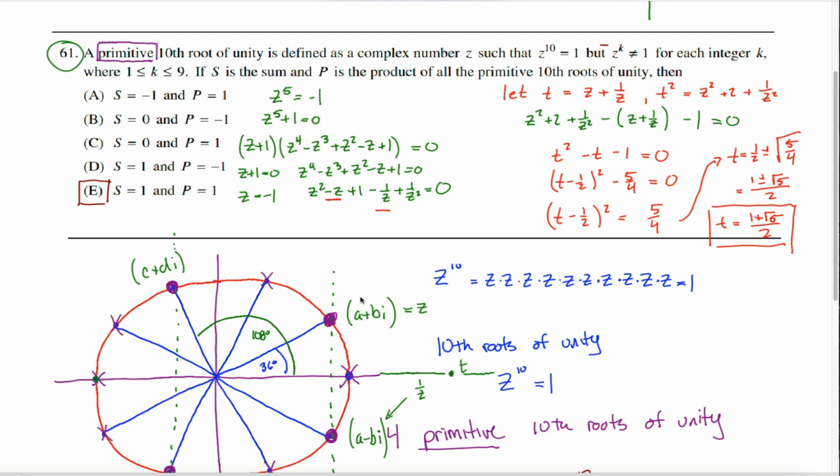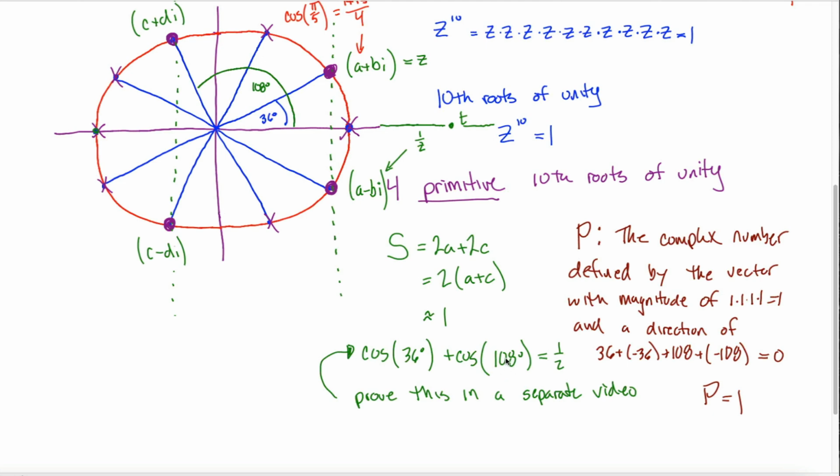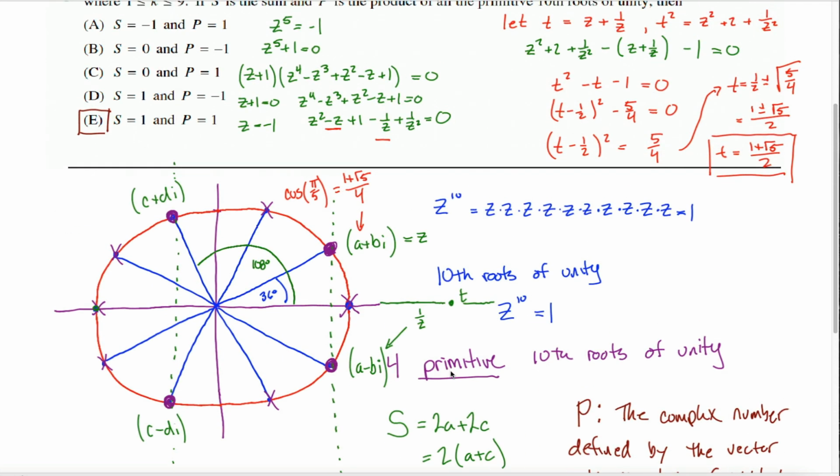What I'm saying is this a value right here is just half of this number, so (1 + √5)/4. But this a value right here is just the x-coordinate of this point, which is defined to be equal to the cosine of this angle here, 36 degrees or π/5. Therefore, the cosine of π/5 must be equal to (1 + √5)/4. Now that we know the cosine of π/5, if we could figure out the cosine of 3π/5, I'd be able to prove that the sum of those two is just 1/2. In other words, the sum of the 4 primitive 10th roots of unity is exactly 1.